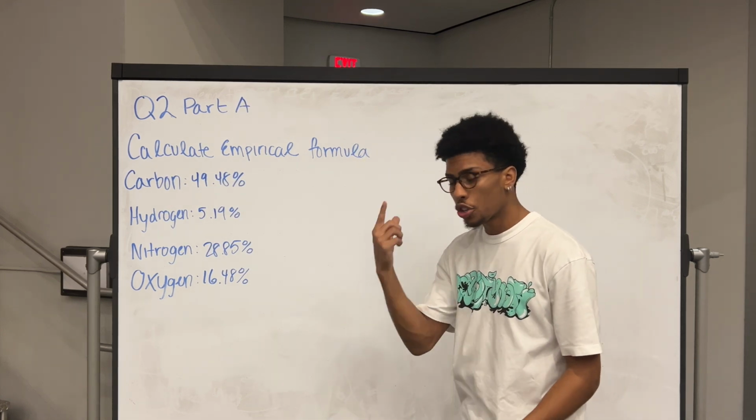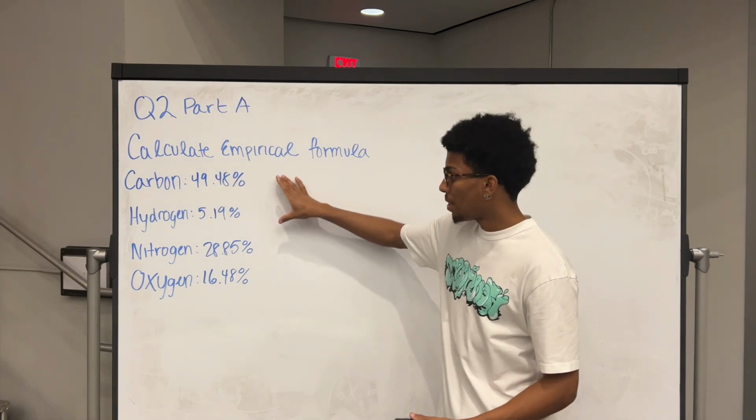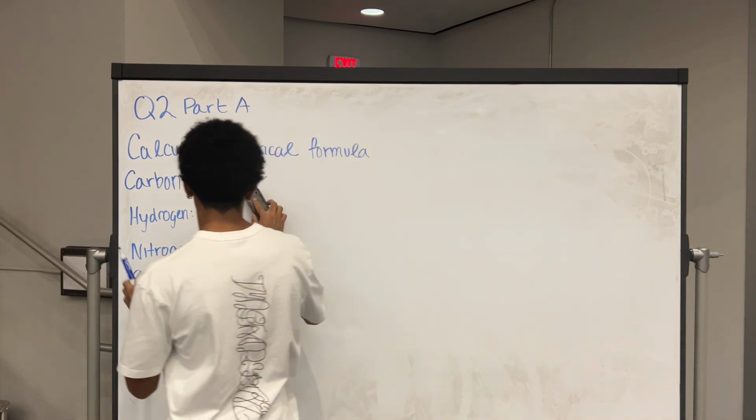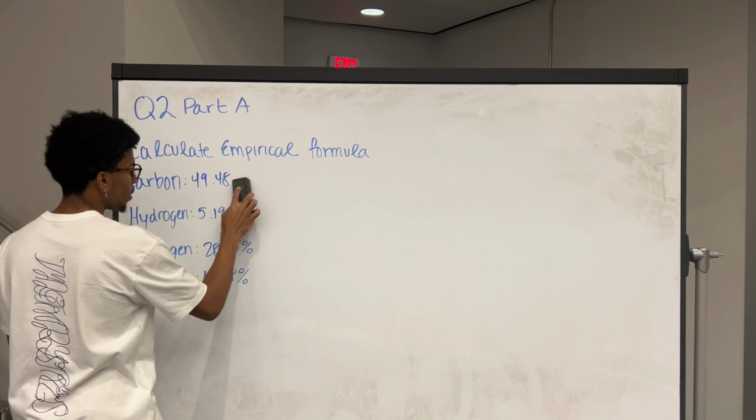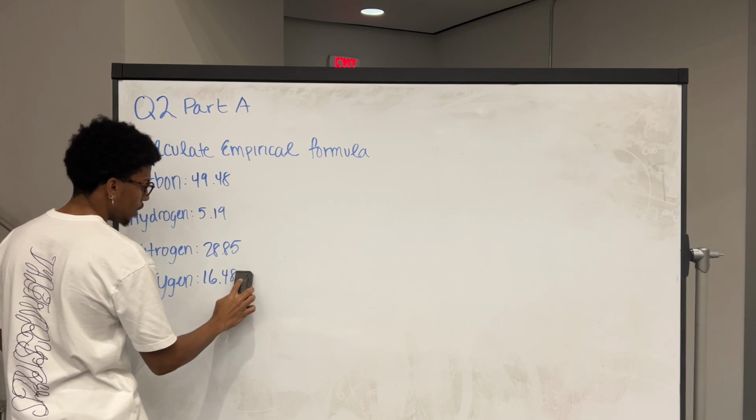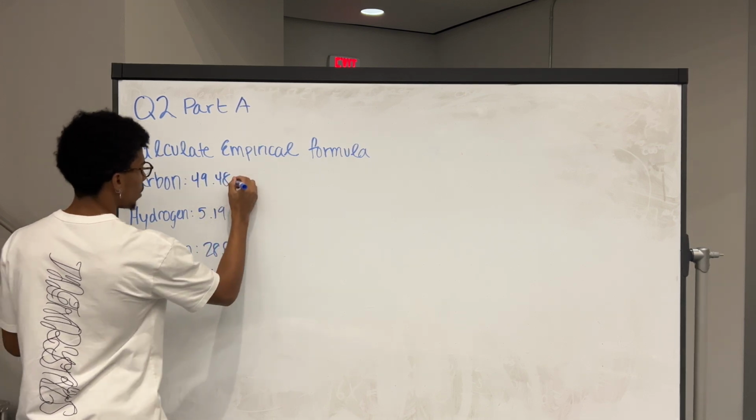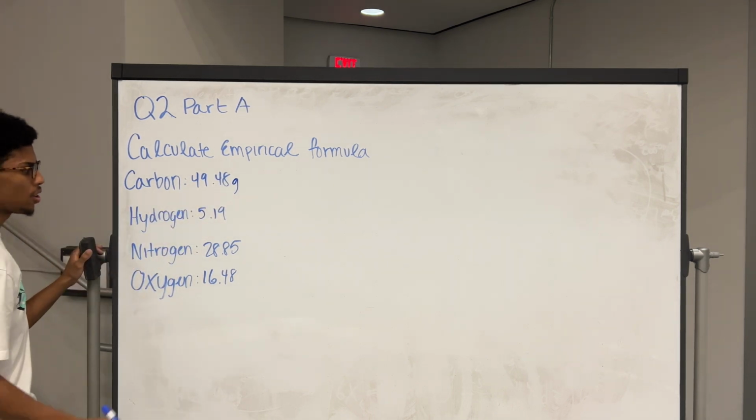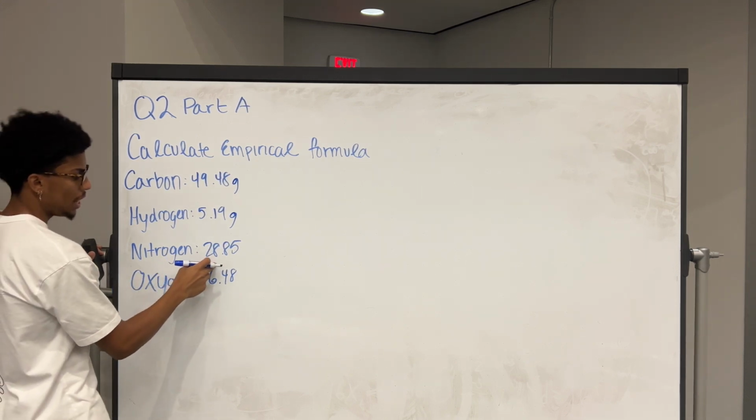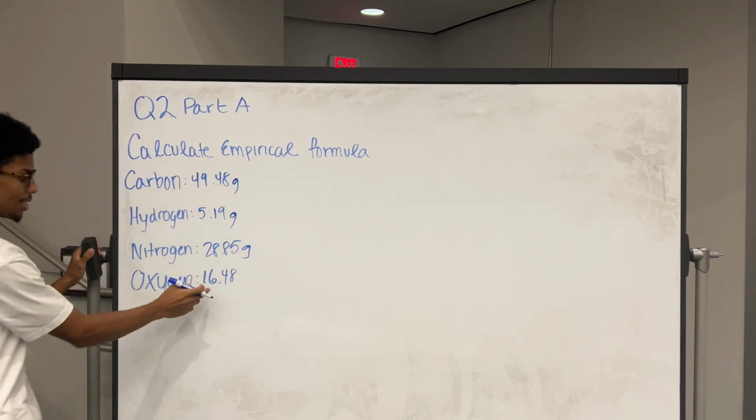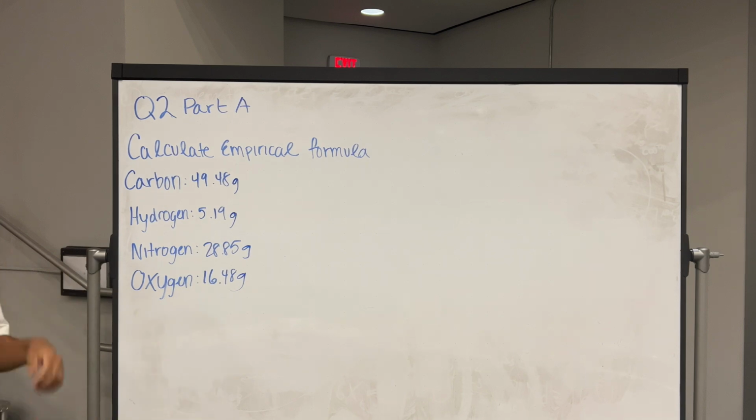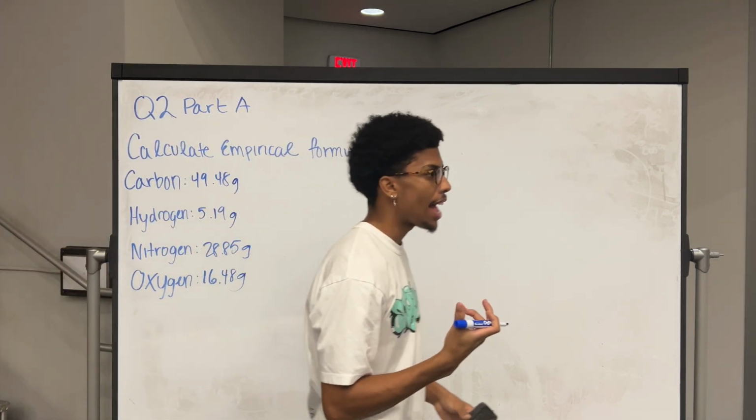Now, something to understand. Yes, they're in percents, but this adds up to 100, meaning we don't have to treat these as percents, okay? We can just call them the masses of each of these elements. So this would be 49.48 grams of carbon, 5.19 grams of hydrogen, 28.85 grams of nitrogen, and 16.48 grams of oxygen. And again, the reason we can do that is because those percentages added up to 100, so you can take them as direct numbers.